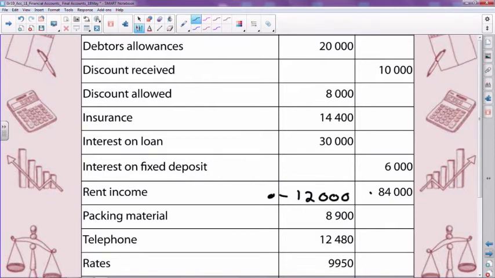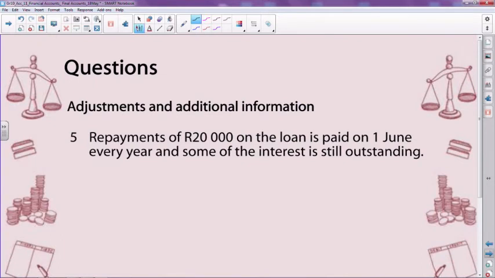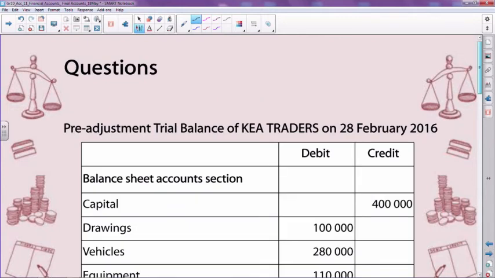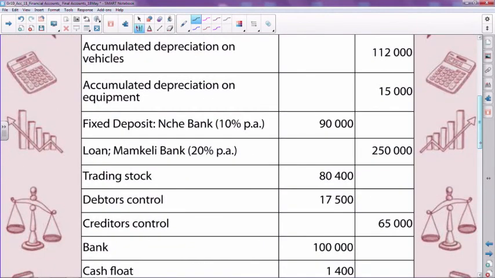Let's look at your next adjustment. Adjustment number 5. Repayments of 20,000 Rand on the loan is paid on 1 June every year. But now they state some of the interest is still outstanding. So now we need to go and look at the loan. Let's go and look at your pre-adjustment trial balance. So here's my loan. Your loan is 250,000, and that's at the end of the year. But now, 250,000 was the final amount. So did we repay something during the year? Yes, we've repaid 20,000 Rand in June.